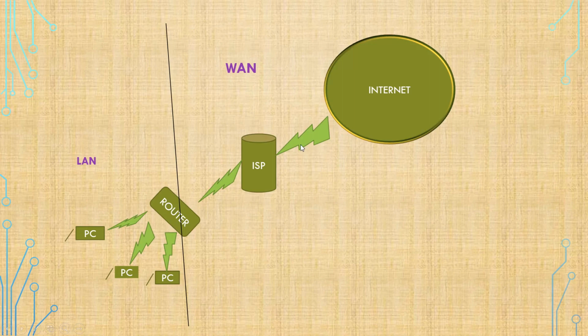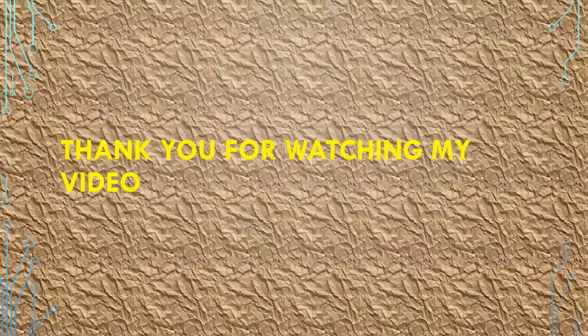The internet provides access to the ISP through a public IP address, and the ISP provides internet access to the router by a public IP address. So on the WAN side we have a public IP address, and on the LAN side we have a private IP address. This router provides internet access to the PCs that are connected to it through private IP addresses. So on the LAN side we have private IP addresses.